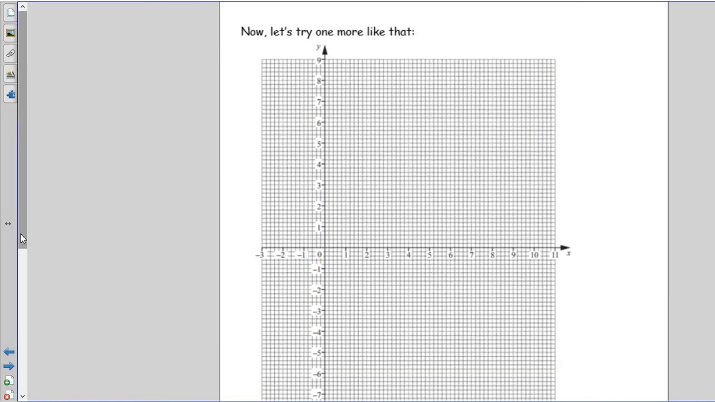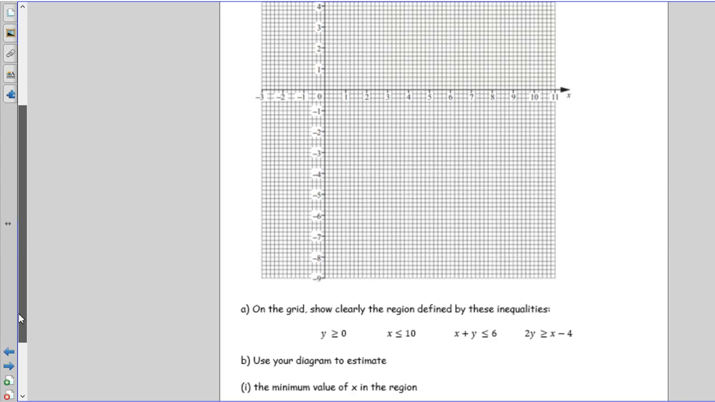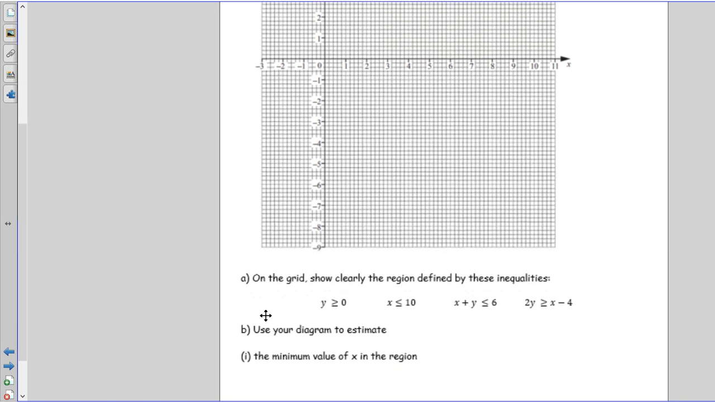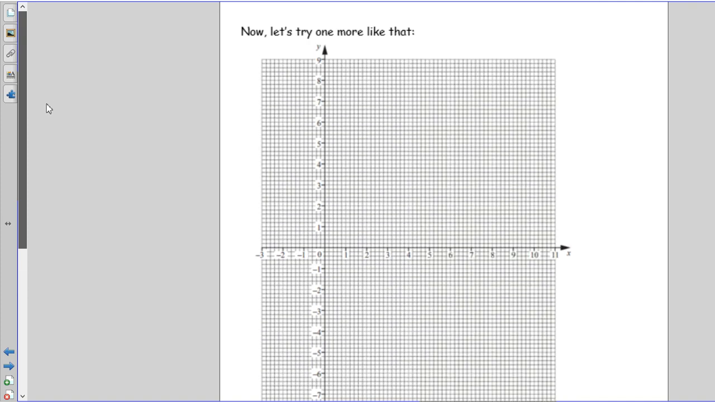Just in case you didn't get the hang of that, you might want to pause and try this one for yourself now. I made up a new one, a similar kind of problem based on the past exam problem. Notice that they're all solid lines again, because that's what you generally see in these kinds of problems. They've all got the equal to sign on there, so you would have to graph them all. So let's try graphing them again.